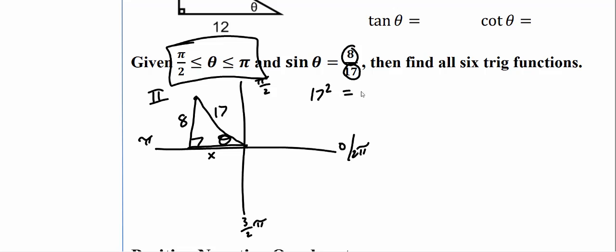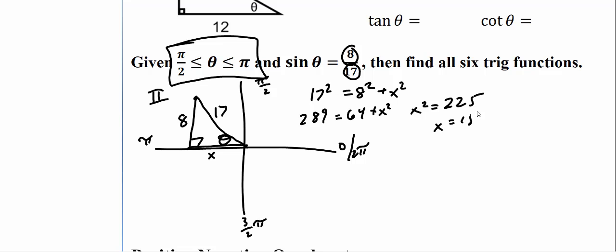17 squared is equal to 8 squared plus x squared. I'll use x instead of b. That's fine. Doesn't matter. 17 squared is 289, equals 64 plus x squared. x squared is equal to, looks to be 225. And x is equal to 15.